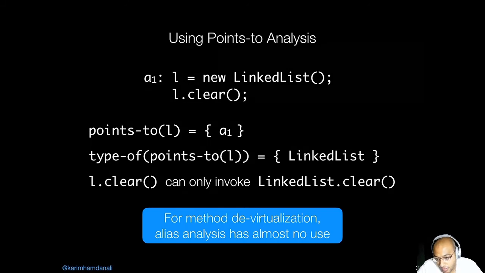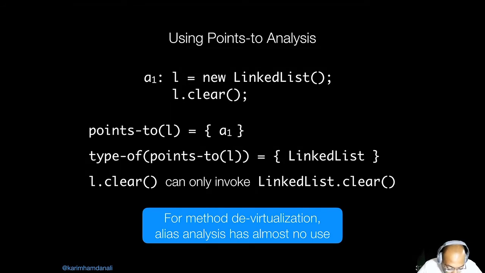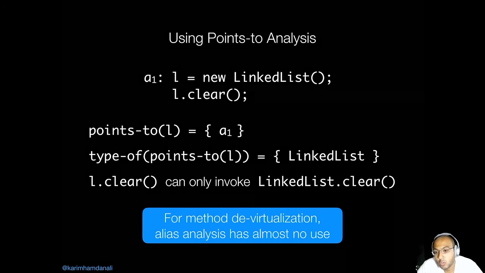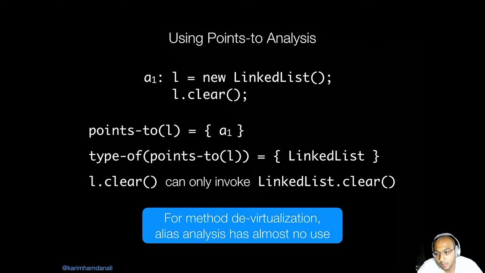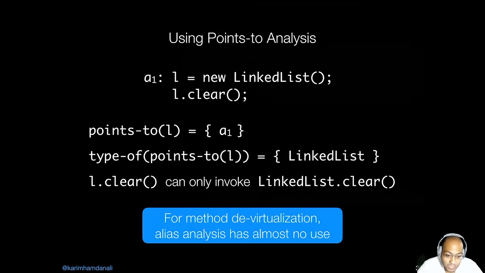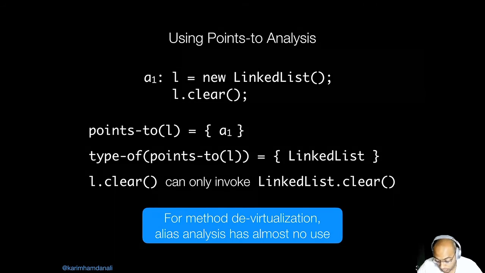Alias analysis here is almost useless, because what do I care if l aliases with some other variable v? That doesn't tell me anything really, because I don't know exactly what types the points-to sets may have, what objects they may have. It doesn't help me in devirtualizing that method call or figuring out what edges in the call graph may be outgoing from that call site.